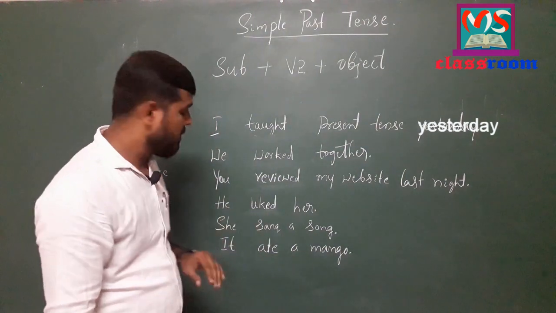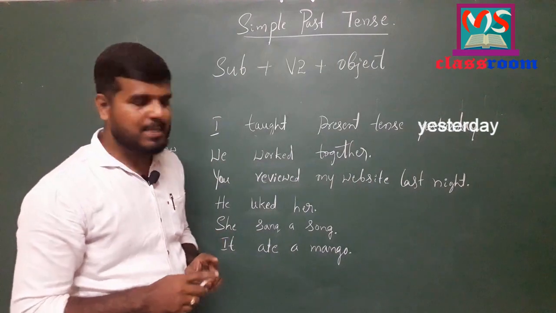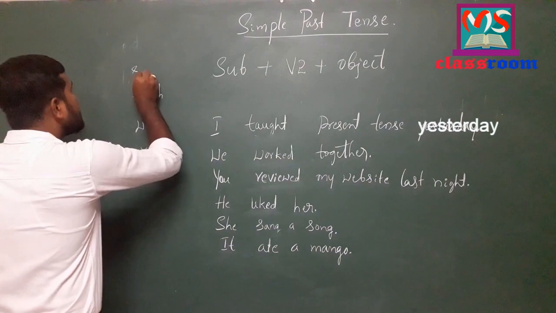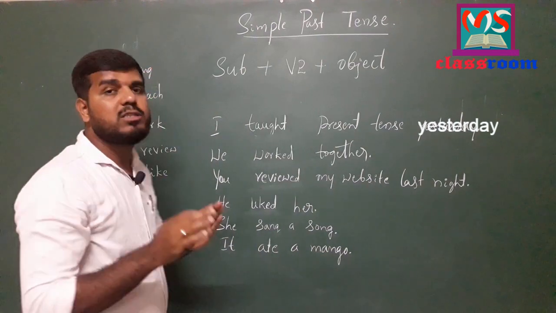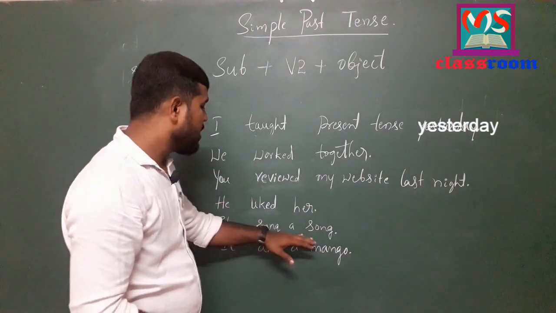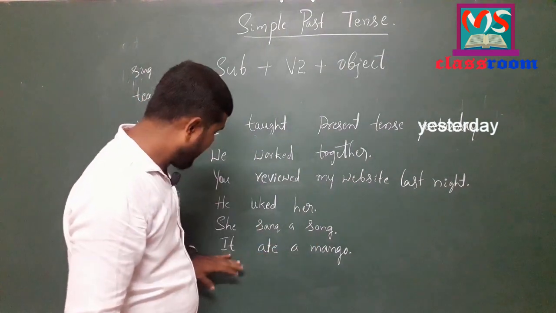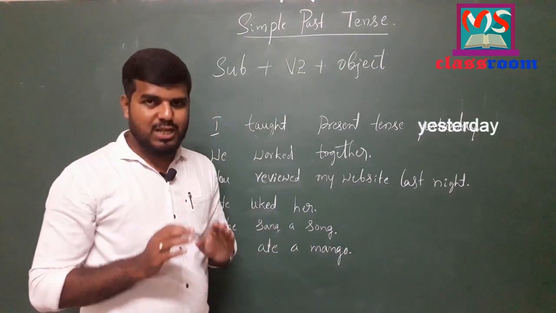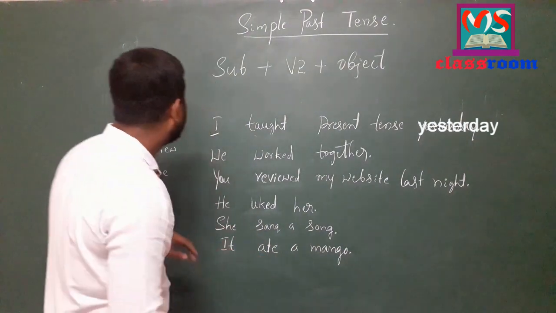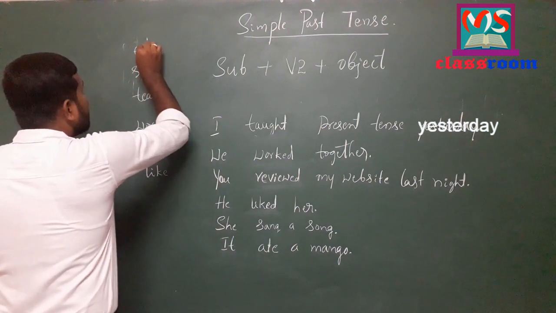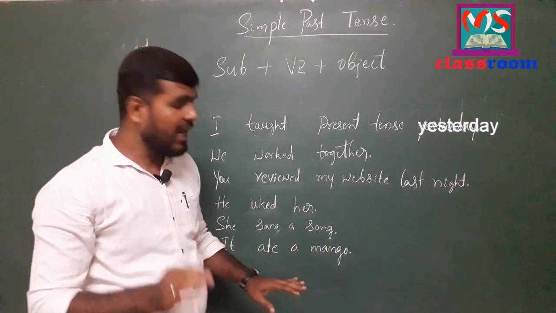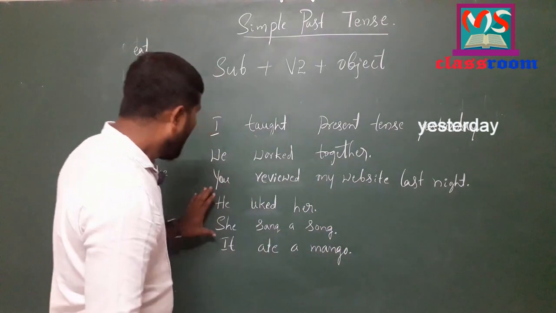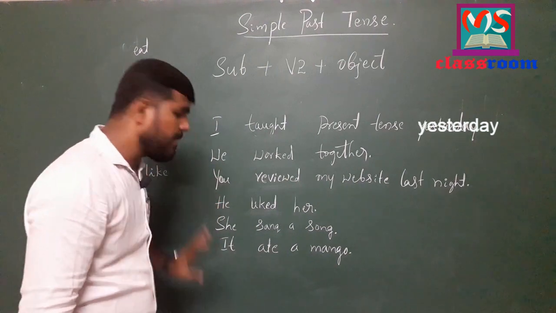Move to next example. She sang a song. She is third person singular subject. Sang is past form of the verb sing: sing, sang, sung, singing. And a song is object. Move to next example. It ate a mango. It is third person singular subject. Ate is past form of the verb eat. Eat, ate, eaten, and eating. A mango is object.